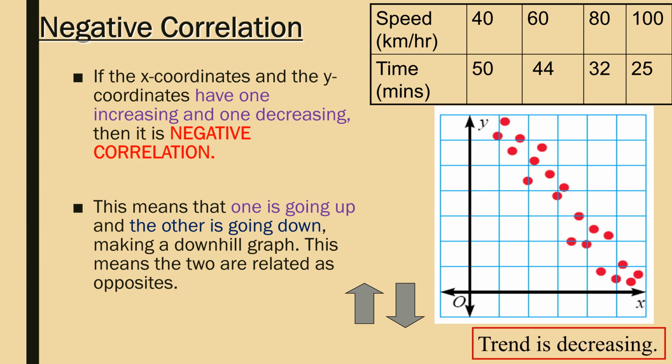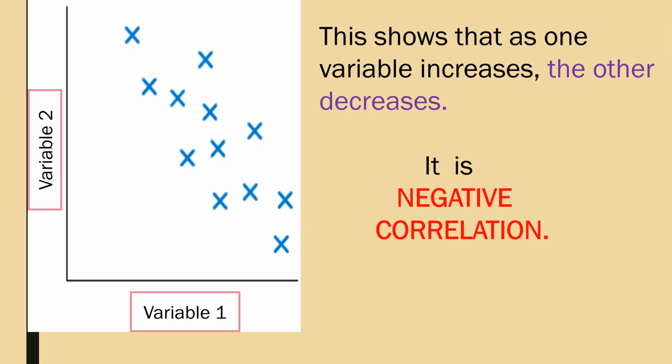So looking at the scatter graph, we discover that the trend is decreasing from the top left to the bottom right. So it is negative correlation. If we take 2 points on this graph as well, here's the first point and here's the other point. It shows that as one variable increases, the other decreases. So it is negative correlation.